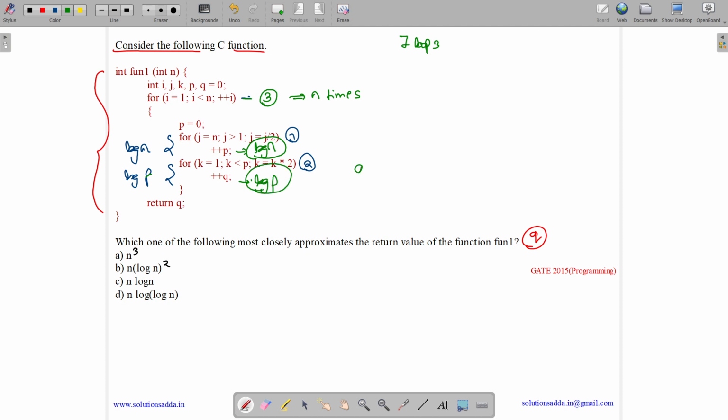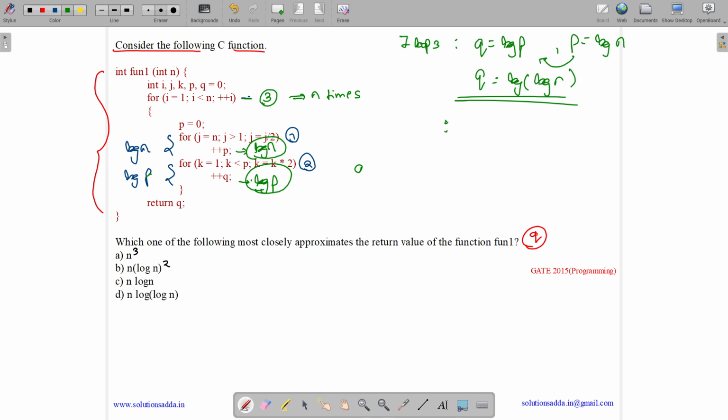So q will become log p. What is the q value after one iteration? Q equals log p, and p equals log n. Putting this value over here, we get q equals log log n. So the q value is log log n.